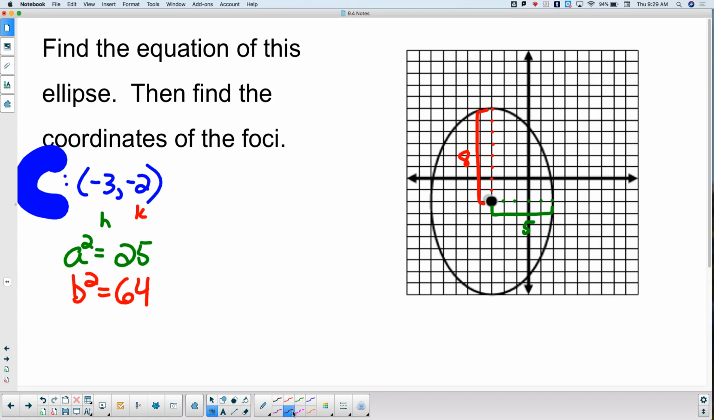Can you give me the equation then? Is it 3 plus, or is it x plus 3? How about x plus 3 quantity squared over 25. Okay. And parentheses, plus, and then parentheses, y plus 2 quantity squared over 64.